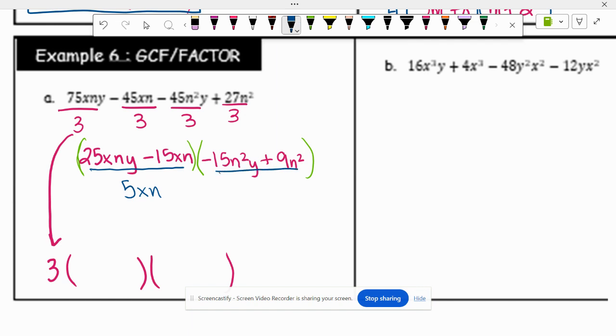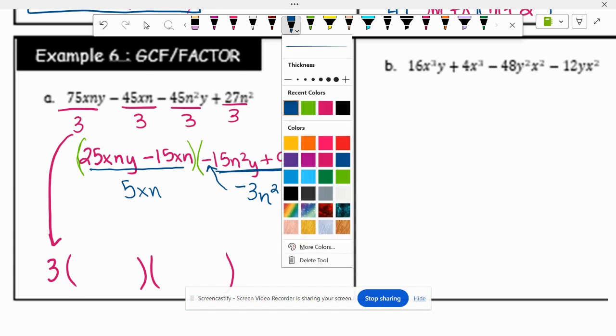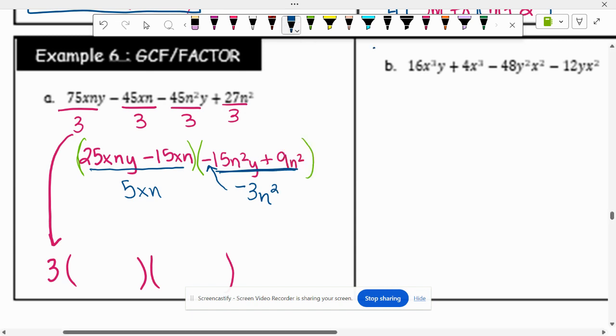Look at your leading coefficient. Watch out for that. What about the next one? Look at your leading coefficient. Negative 3. Negative 3 what? Negative 3n squared. Okay, do you guys see that these both have an n squared on them?